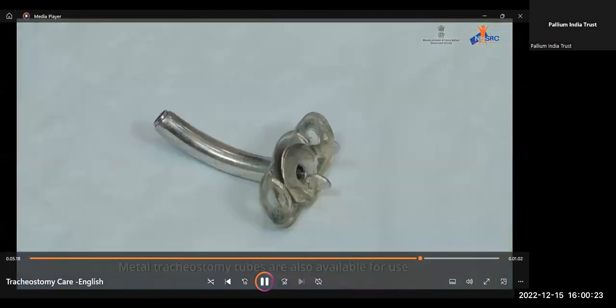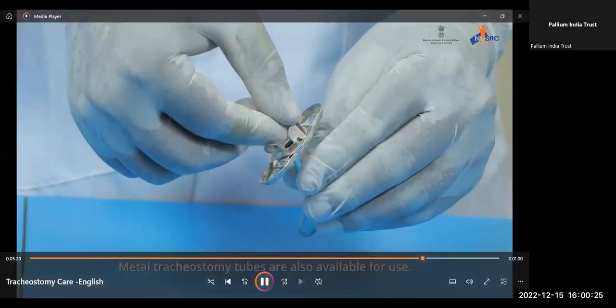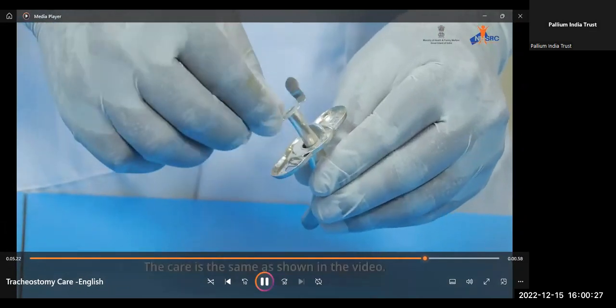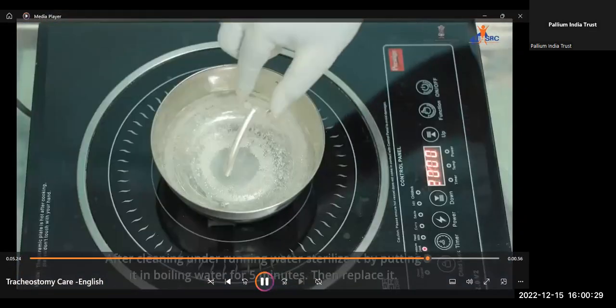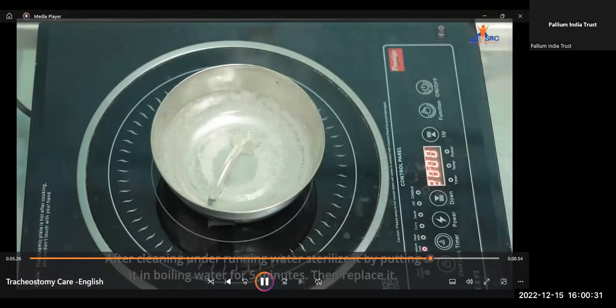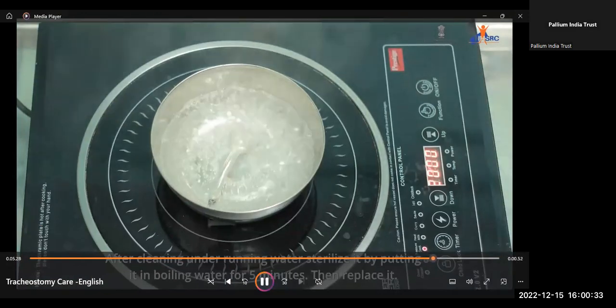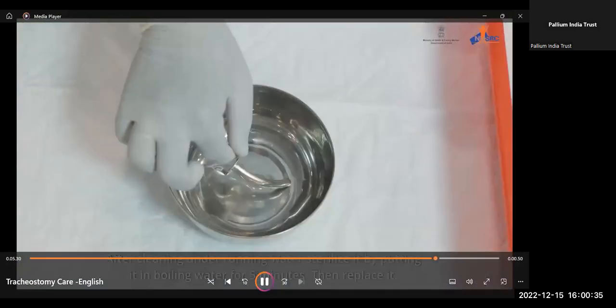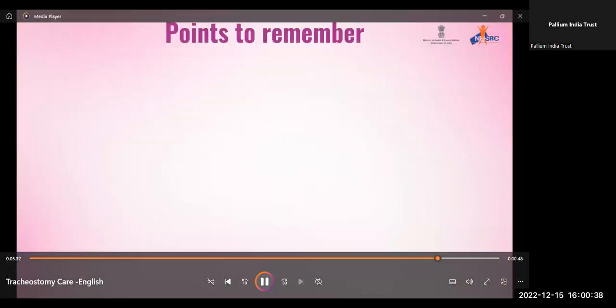Metal tracheostomy tubes are also available for use. The care is the same as shown in the video. After cleaning under running water, sterilize it by putting it in boiling water for 5 minutes. Then replace it. Points to remember.